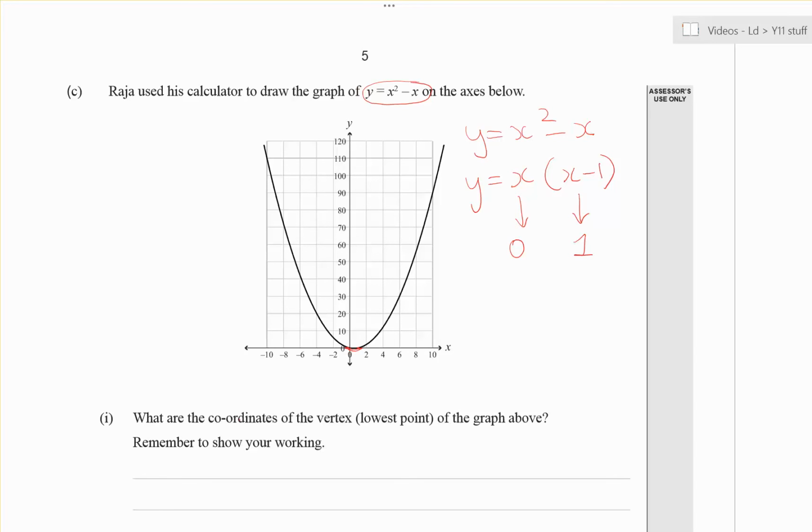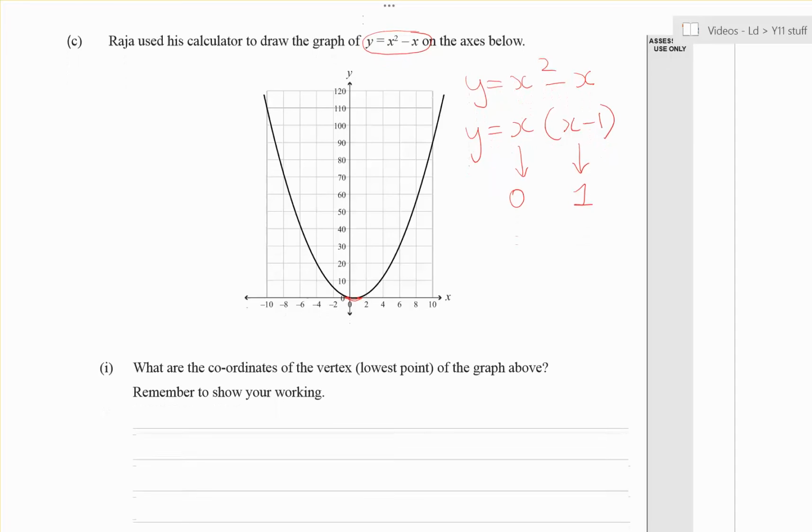So what are the coordinates of the vertex, and we have to show our working? Well, as you can see, the two x-intercepts are 0 and 1. So there must be an axis of symmetry halfway between 0 and 1, and that's where that lowest point will be. So it's going to be when x equals a half.